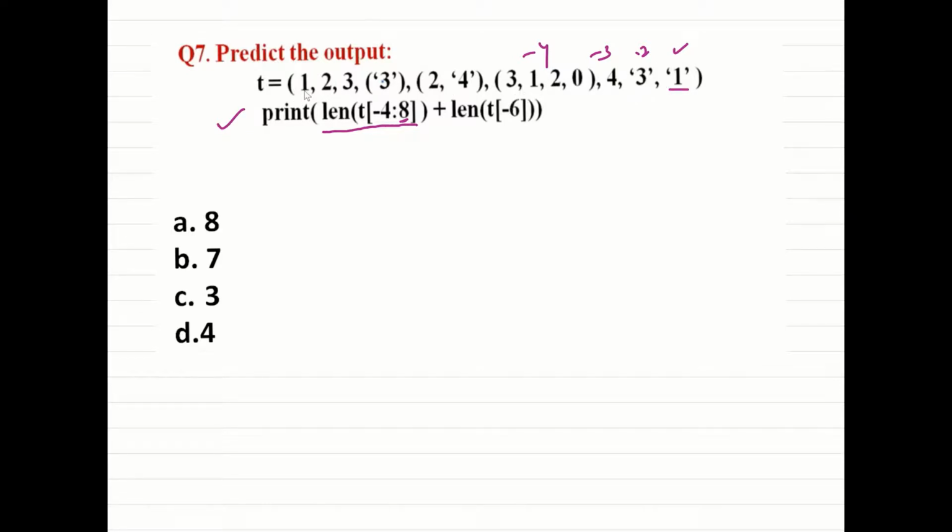So if you see the values 0, 1, 2, 3, 4, 5, 6, 7 and 8, this will not print the 8th element. It will print these 3 elements: minus 4, minus 3 and minus 2. So the length of this slice is 3 plus the length of t minus 6. At t minus 6, the value is this tuple 3. So the length of this tuple is 1. So the correct answer will be 4. So this is the correct answer.